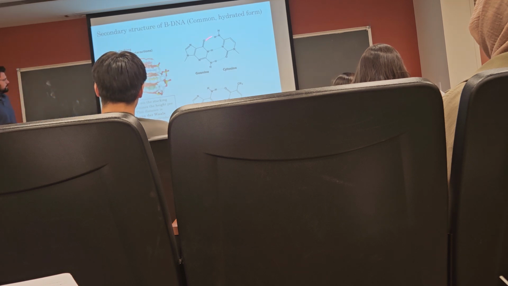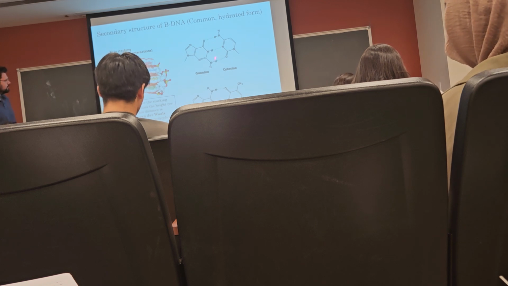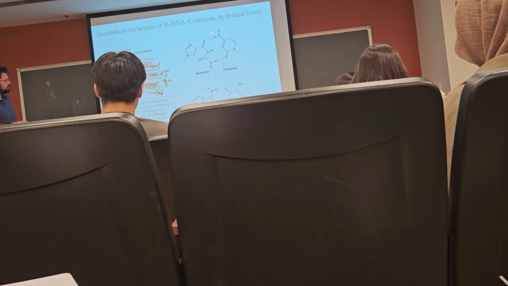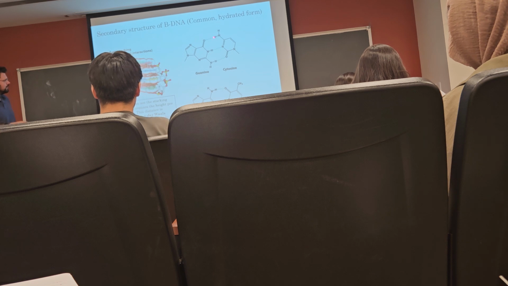If we look at the GC base pair, this is where we said before, okay, this side of the purine matches the pattern of hydrogen bond donors and acceptors on this side of the pyrimidine, right?